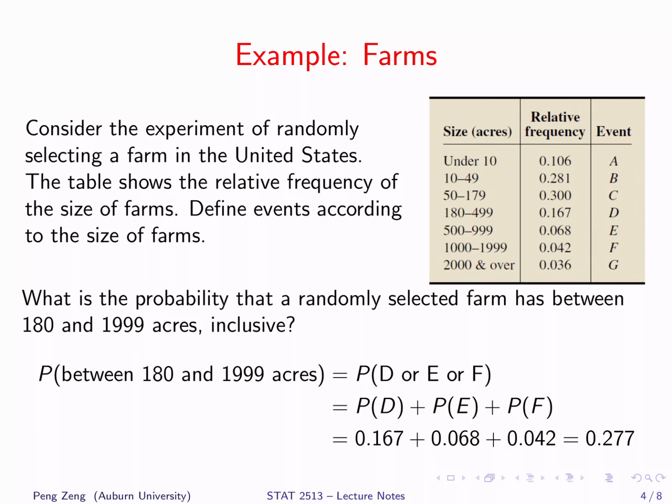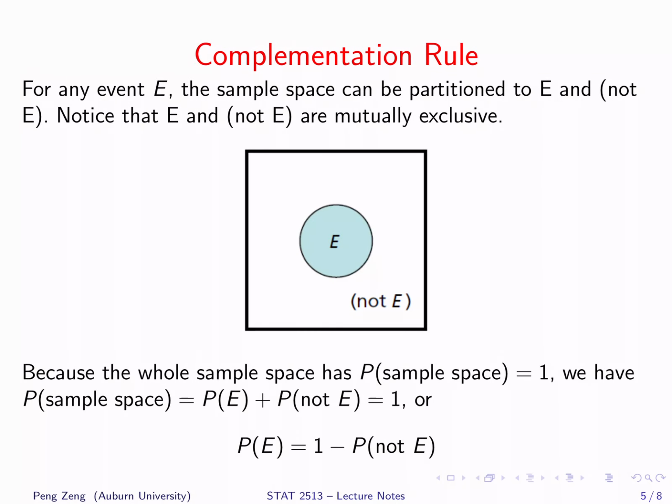We can apply the formula of the special addition rule. This probability is the sum of probability of D, probability of E, probability of F, or 0.167 plus 0.068 plus 0.042 equals 0.277.